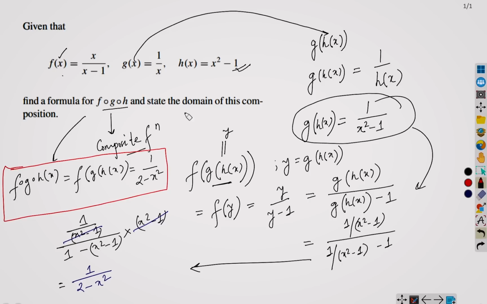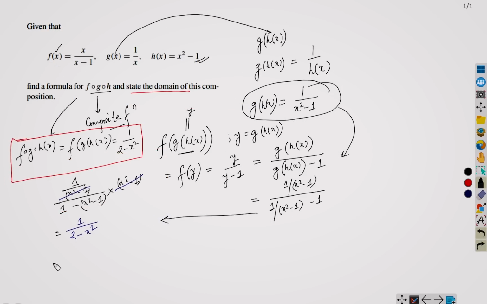Now we have another additional question here, that we have to state the domain of this composition. Yes, so what is the domain of definition? What is the meaning of this, that we have to state the domain of this composition? So we have to exclude those points that make the function undefined. Yes, we have our function as 1 by 2 minus x square.